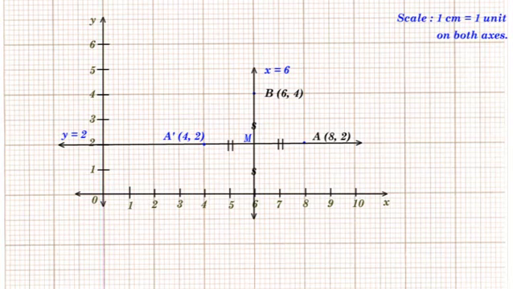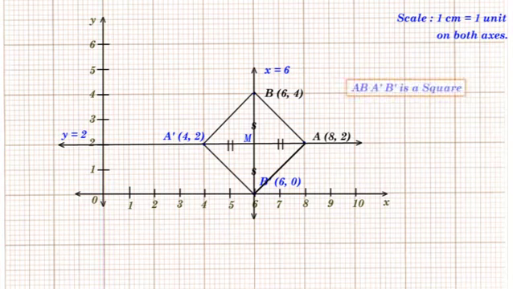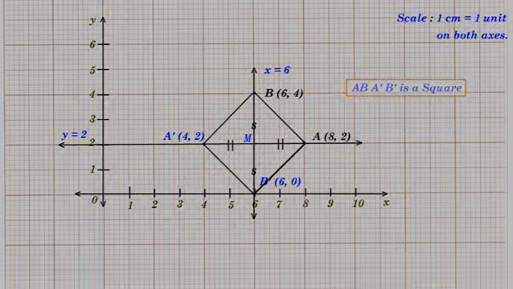Now this figure is also symmetrical about the line y is equal to 2. So the same way, we will get the point B dash as (6, 0). Now we join A, B, A dash, B dash. Now in this figure, we see that all the four sides are equal to each other and also the diagonals are equal. So this figure is a square.